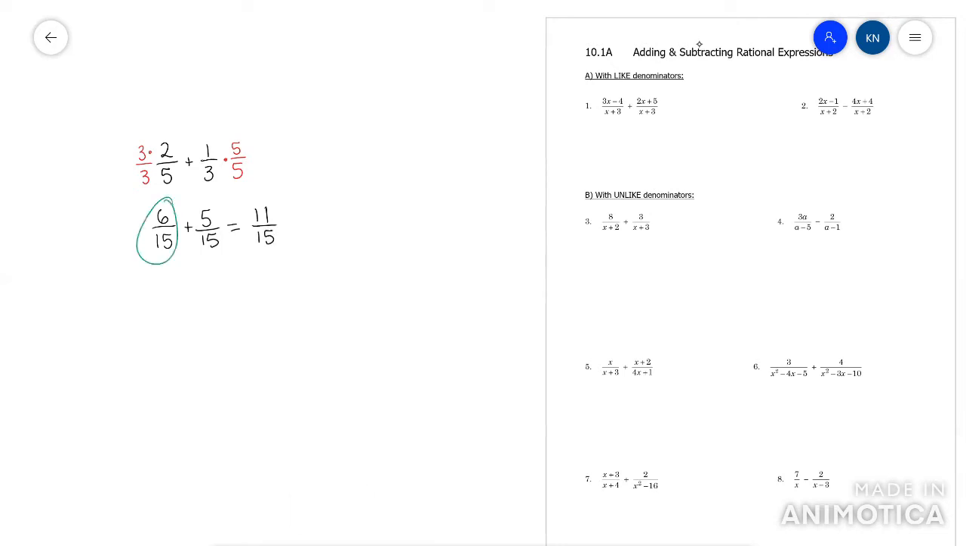This right here is still 2/5. This right here is still 1/3. We just changed it. We scaled it really so that we could add them together.